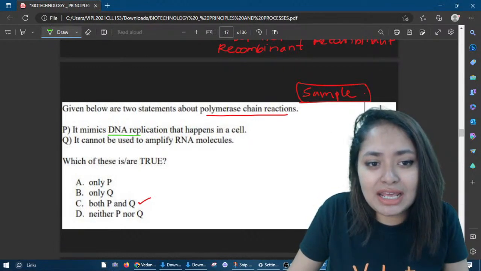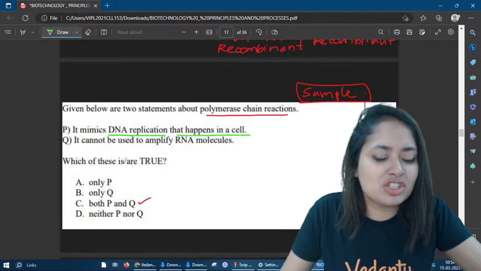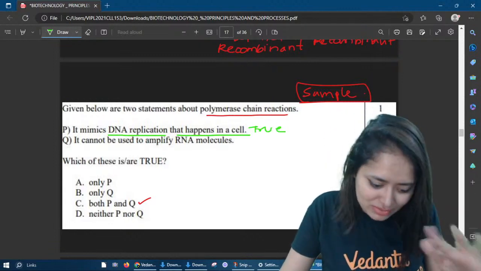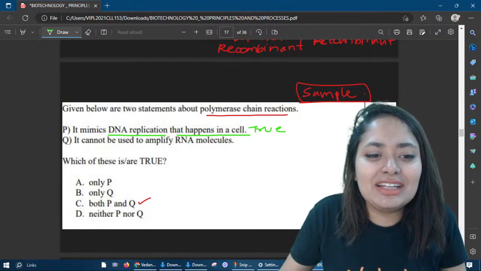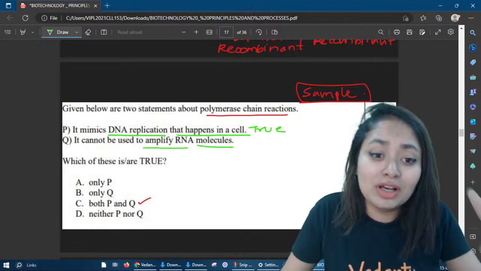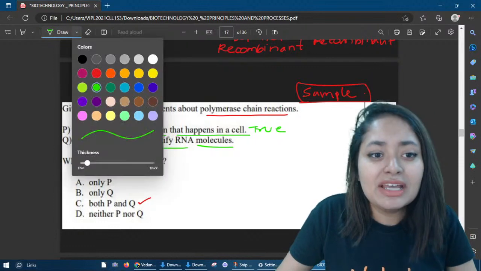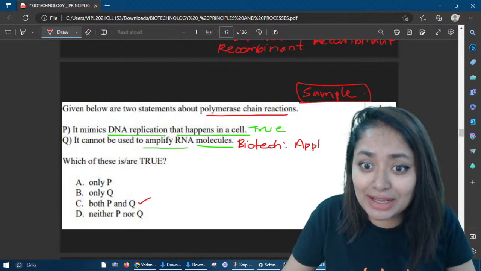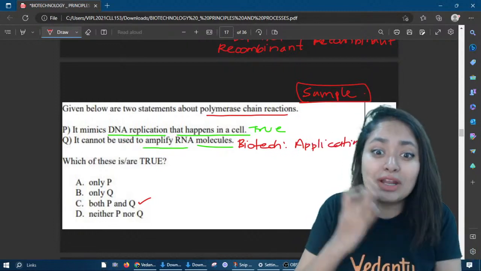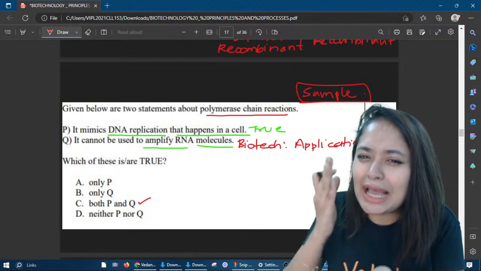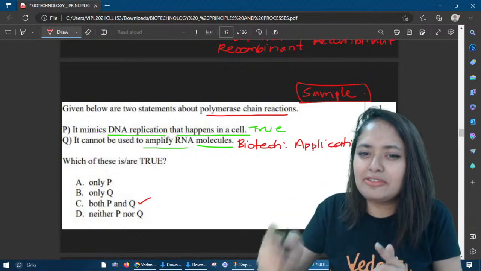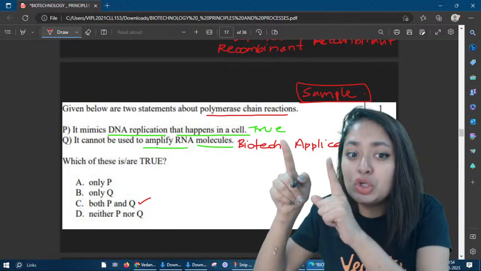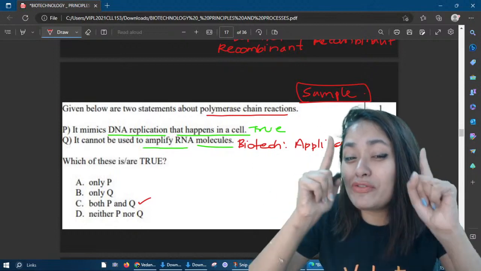It mimics DNA replication that happens in a cell. Polymerase chain reaction mimics DNA replication that happens in a cell. True. Very true. Absolutely true. Ma'am, what is this? It cannot be used to amplify RNA molecule. My dear children, I'll tell you where it is written. There is a chapter called Biotech Applications. We are learning the chapter called Biotech Principles and Processes. In that chapter Biotech Applications, there is a paragraph where they talk about HIV. They say a PCR machine is used to amplify and detect the presence of HIV.